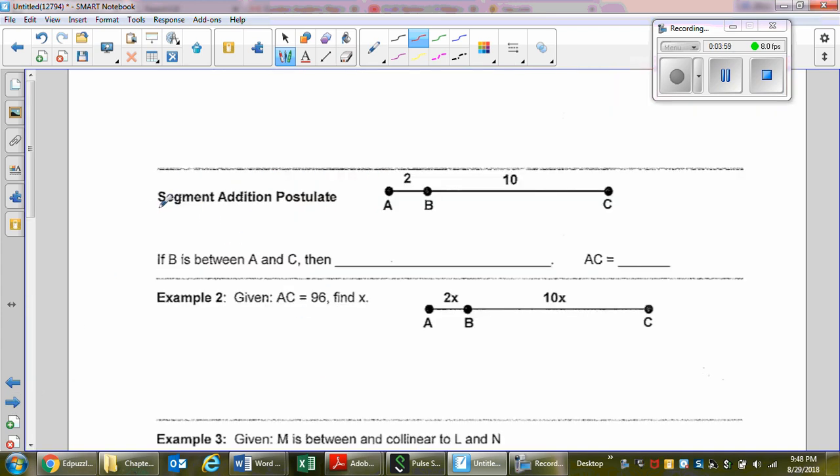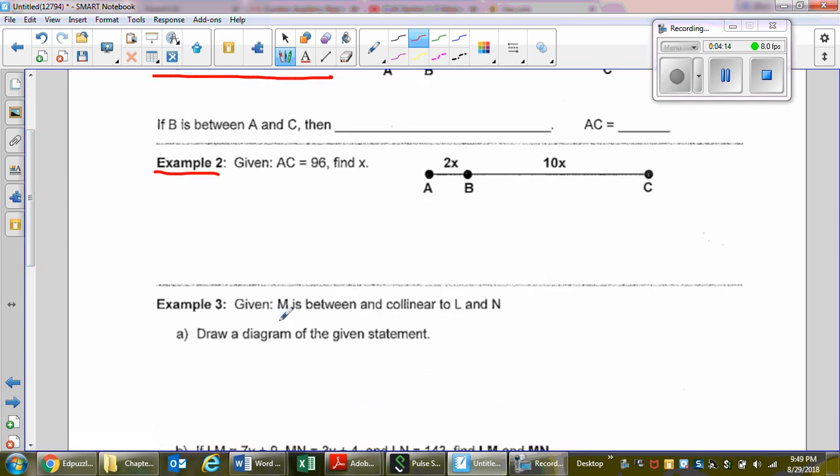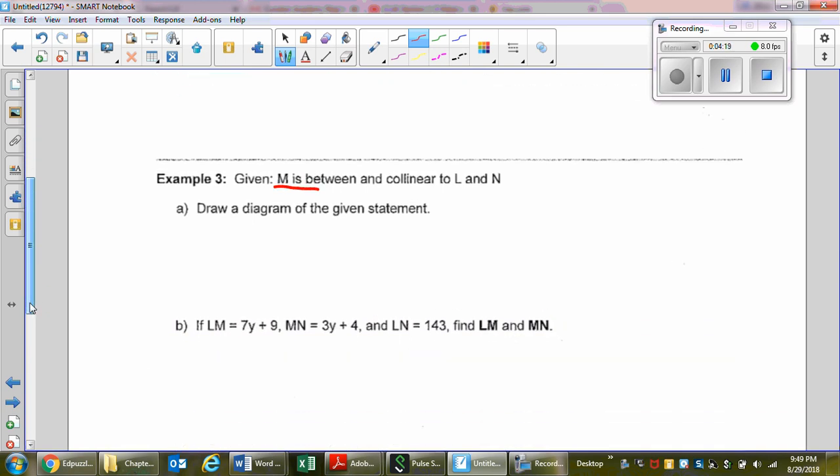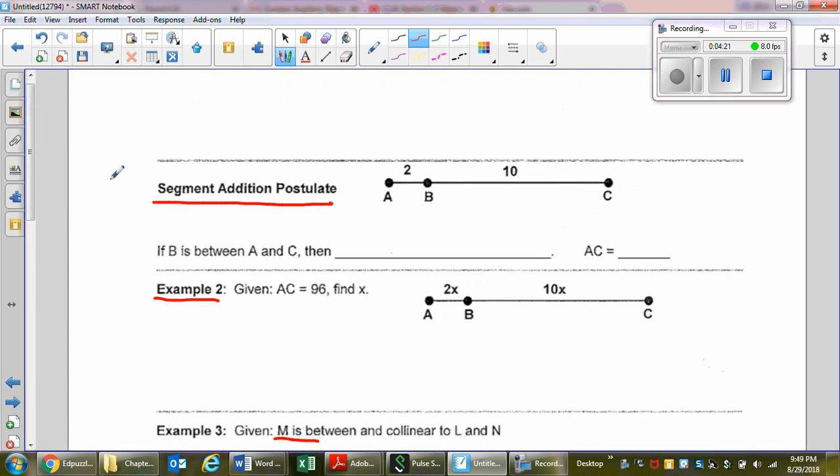The next one is the segment addition postulate. It gets easier when you look at example 2 where they gave you variables; that's when it gets a little bit complicated. And then when they put in a word problem without giving you the actual picture, that's when it gets a little bit difficult. In geometry, the beginning part is always easy, but as you go through the problems it might get a little bit harder. In this case, it says if B is between A and C, and they draw it for you here, so it's not difficult.